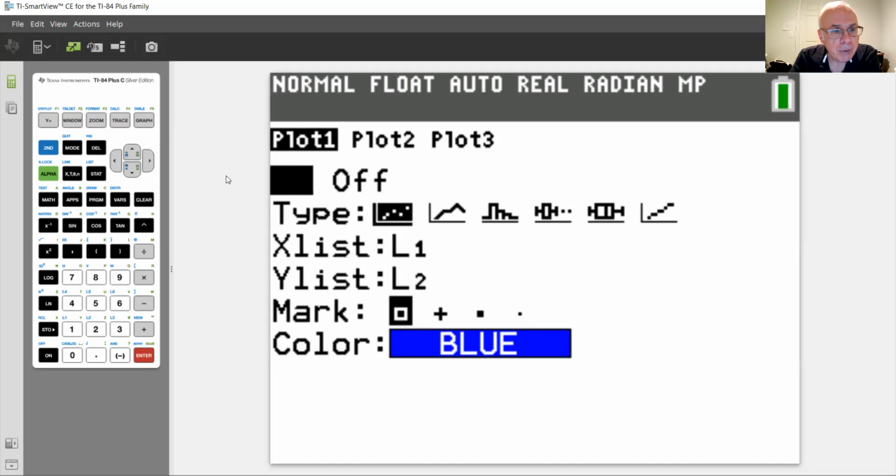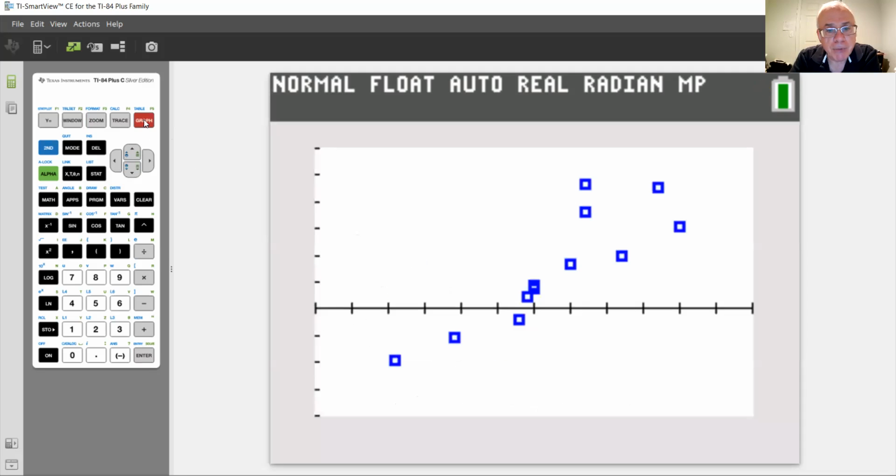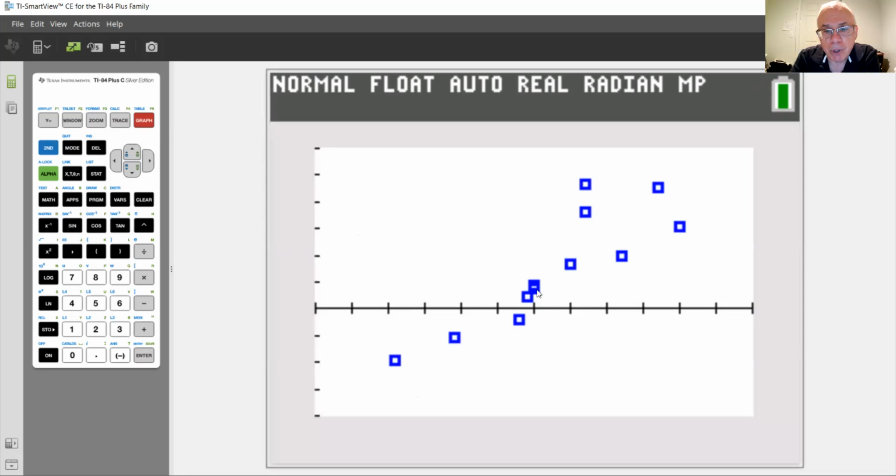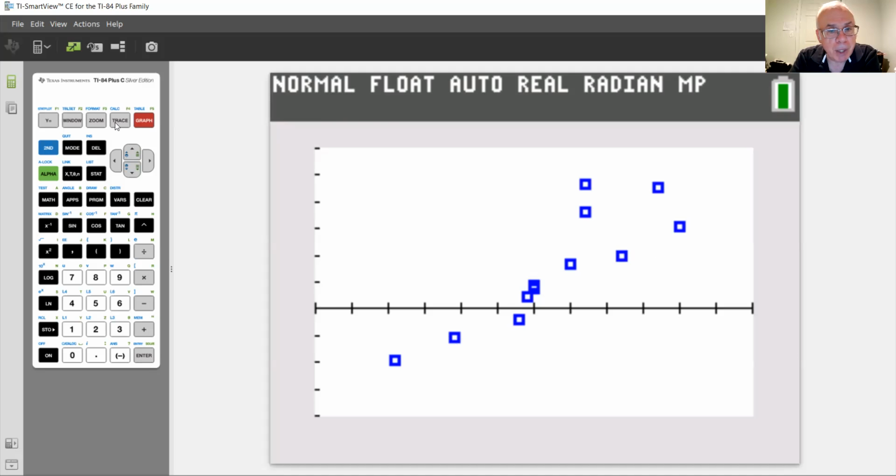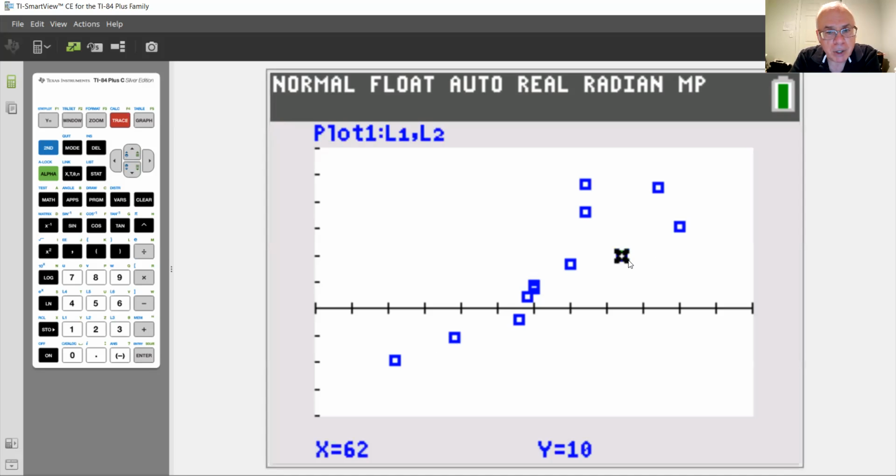And I scroll down to type. And notice the type is the scatter plot that's already chosen. The X list is in L1, the Y list is in L2. So if I hit graph, there's my scatter plot, and all 12 of those values are here. This one in the middle here is 2 that are on top of each other. So 1, 2, 3, 4, 5, 6, 7, 8, 9, 10, 11, 12. There's 12 of them. And you can use the trace button again, and it'll actually highlight the ones that you put in order.